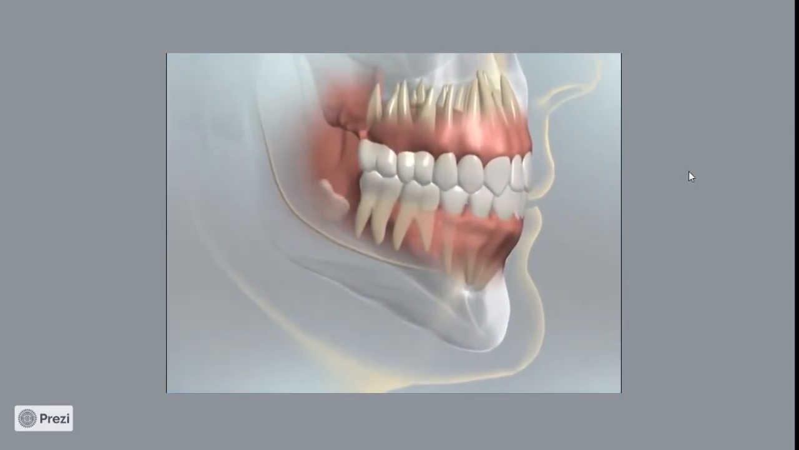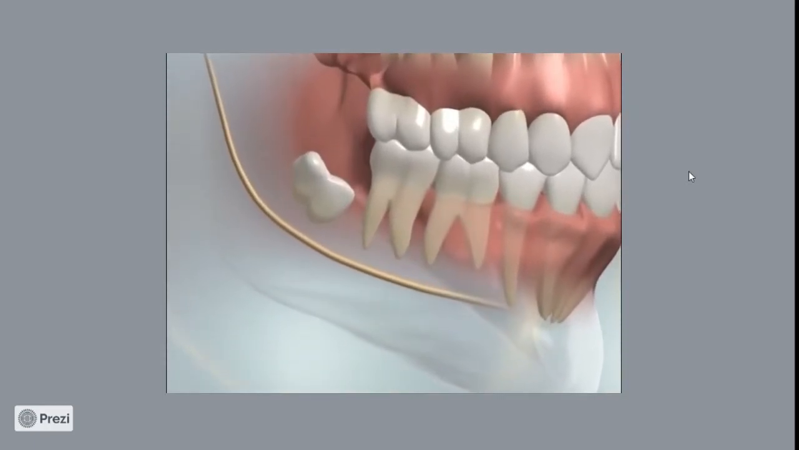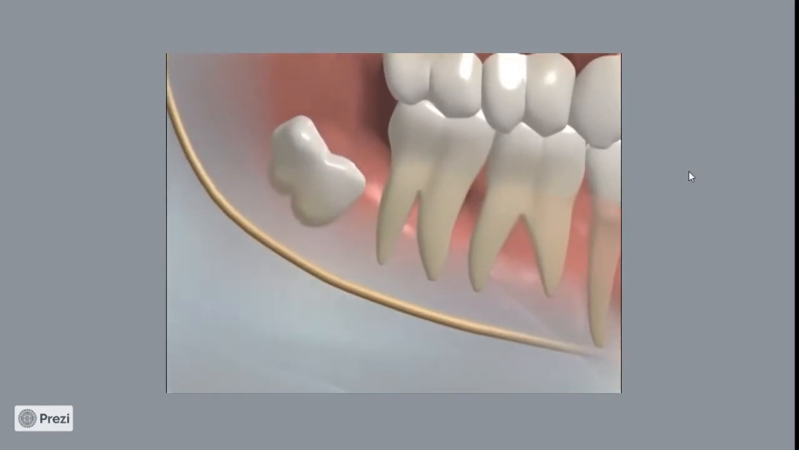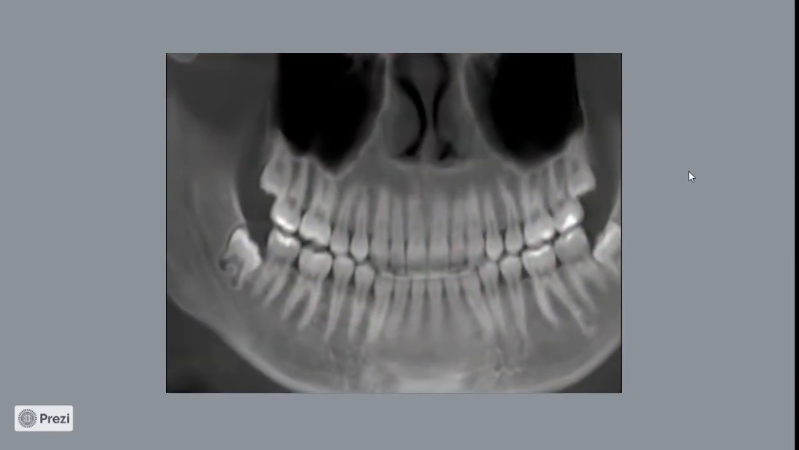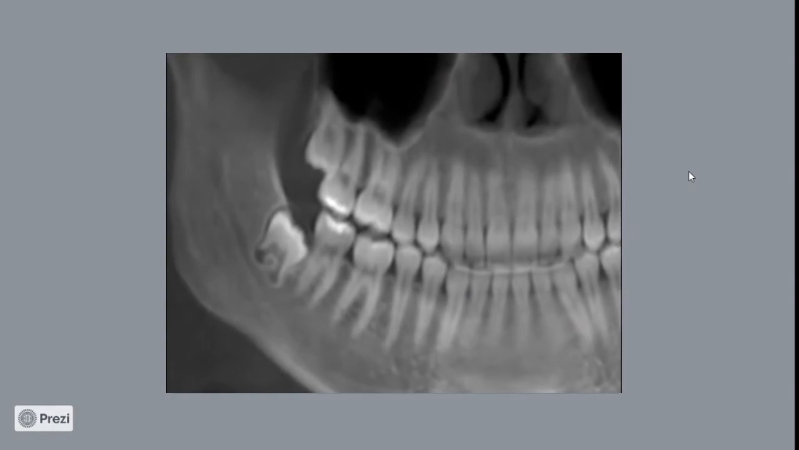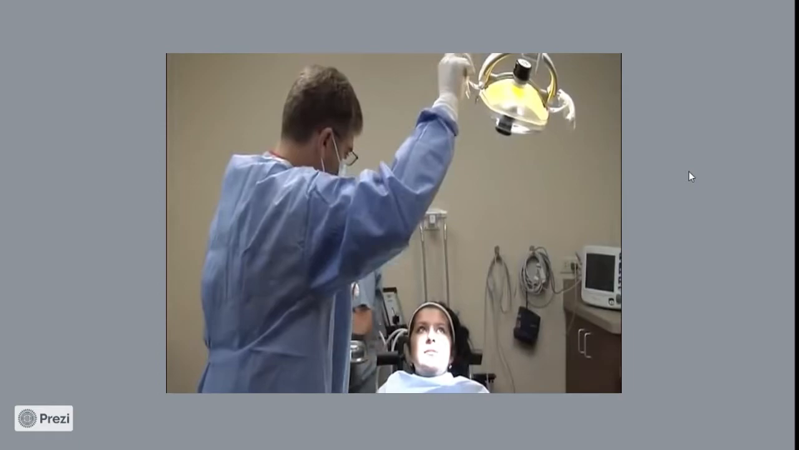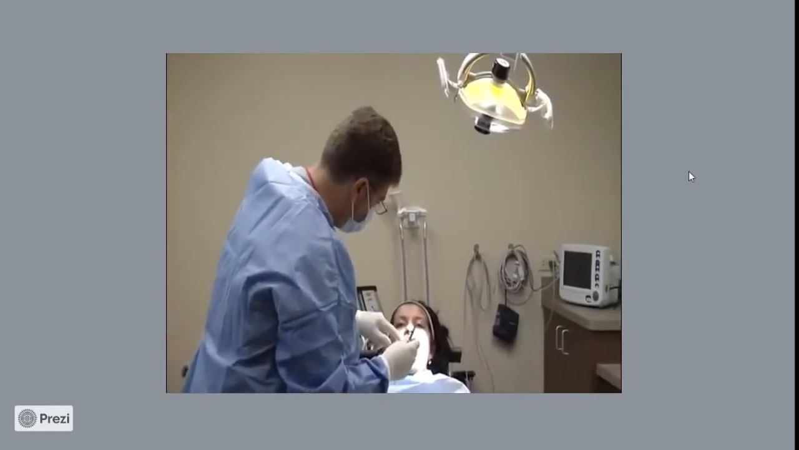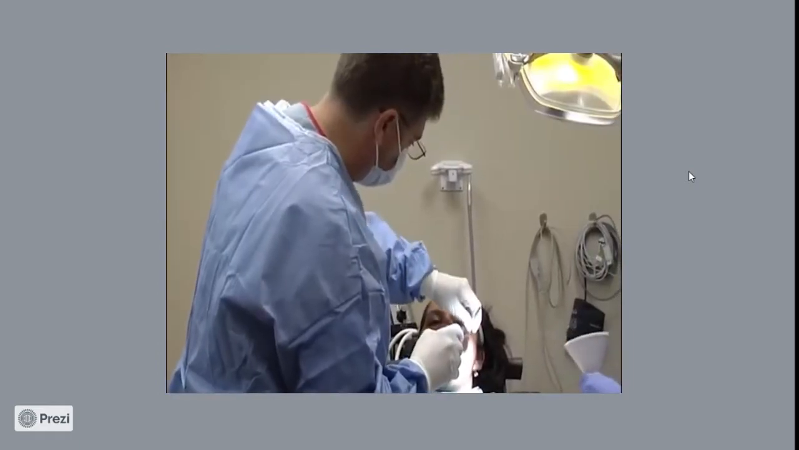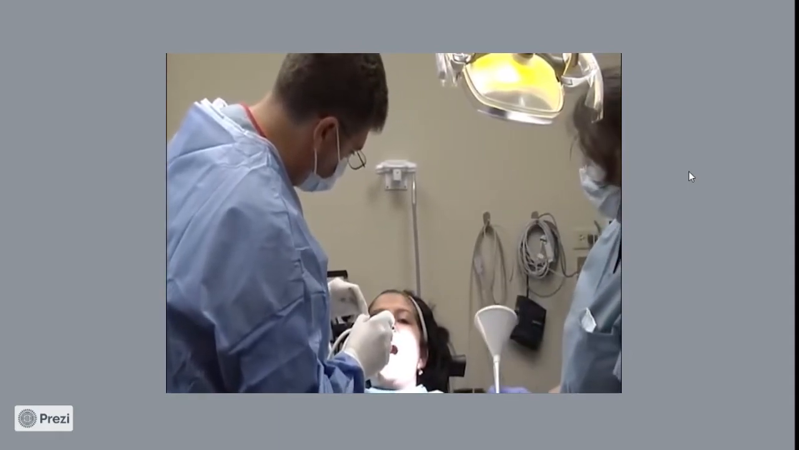Wisdom teeth, or third molars, usually enter the mouth between the ages of 17 and 25, a time of life that has been called the age of wisdom. When a tooth is blocked by another tooth, or grows in a manner that makes it impossible to enter the mouth normally, it is said to be impacted. Many people have one or more impacted wisdom teeth. This video explains how third molar surgery can help prevent later problems in your mouth and teeth.